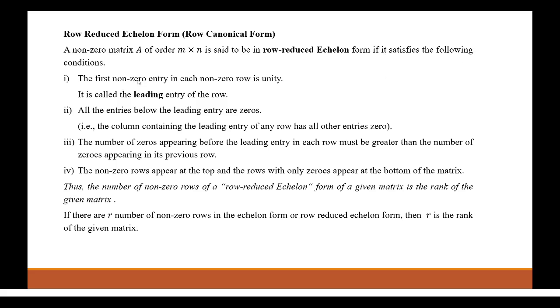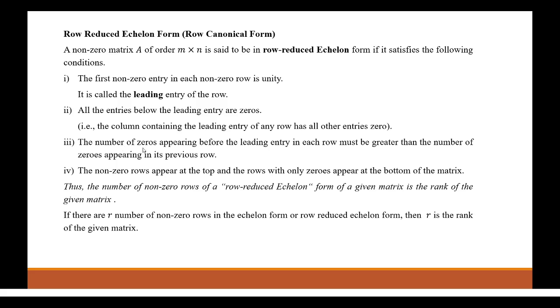The first non-zero entry in each non-zero row is unity. It is called the leading entry of the row. All the entries below the leading entry are zeros. That is, the column containing the leading entry of any row has all other entries 0.